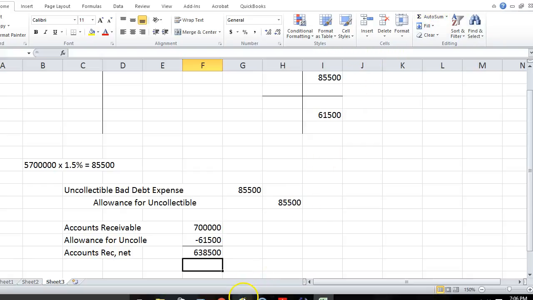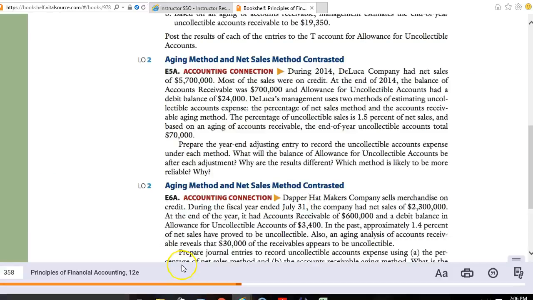Now the next method I think is a little trickier. The next method says, based on an aging of accounts receivable, the end of year uncollectible accounts total $70,000. What does that tell me?